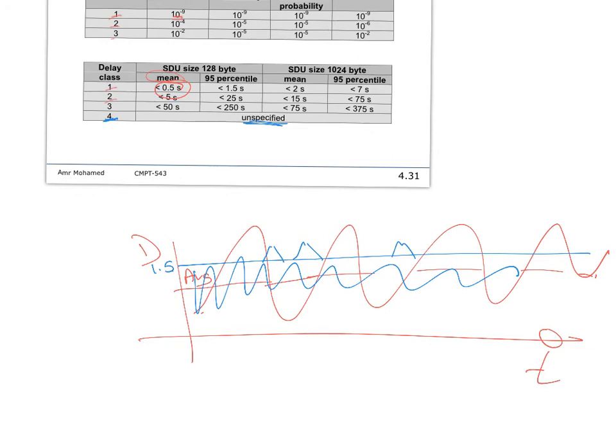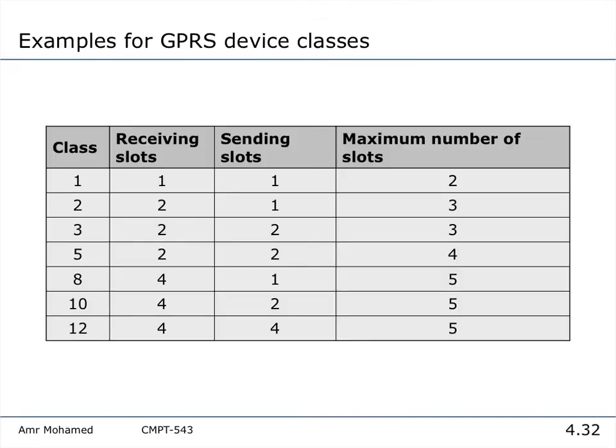Lowest quality is class 4. This is class 1, the highest quality of service. Highest quality of service means that you have the lowest delay. This is the lowest delay. Right? So you can define the quality of service based on reliability. You can have a delay. So a mobile station can be assigned to class 1 for reliability, class 2 for delay, and so on. You can now.